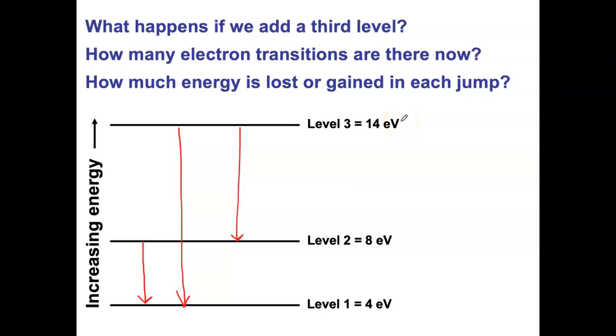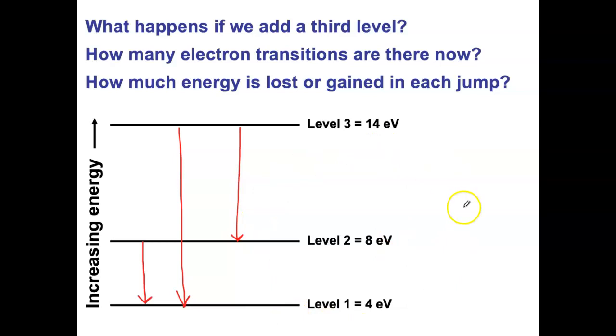When an electron goes from level 3 down to level 2, the electron loses 6 electron volts of energy, and therefore the photon that gets emitted will have 6 eV. If the electron goes from level 3 directly down to level 1, that electron has lost 10 electron volts, and therefore the photon that gets emitted will have 10 electron volts of energy. I think I may have misstated there a second ago.